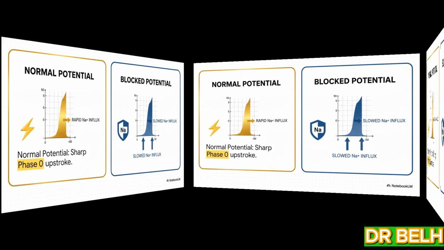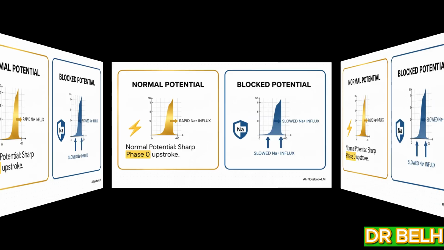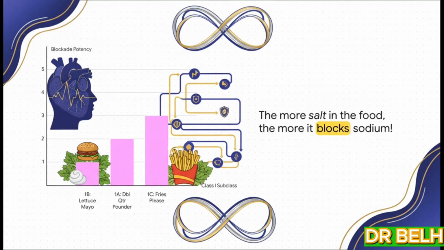So what's the mechanism here? Well, remember that explosive phase 0 upstroke we just talked about? That's their target. As sodium channel blockers, they get in there and slow down that massive rush of sodium. Think about it like this. You're essentially throttling back the engine of the heart cell. You're slowing that electrical signal down, and that is exactly what you want to do to shut down a lot of these crazy arrhythmias.